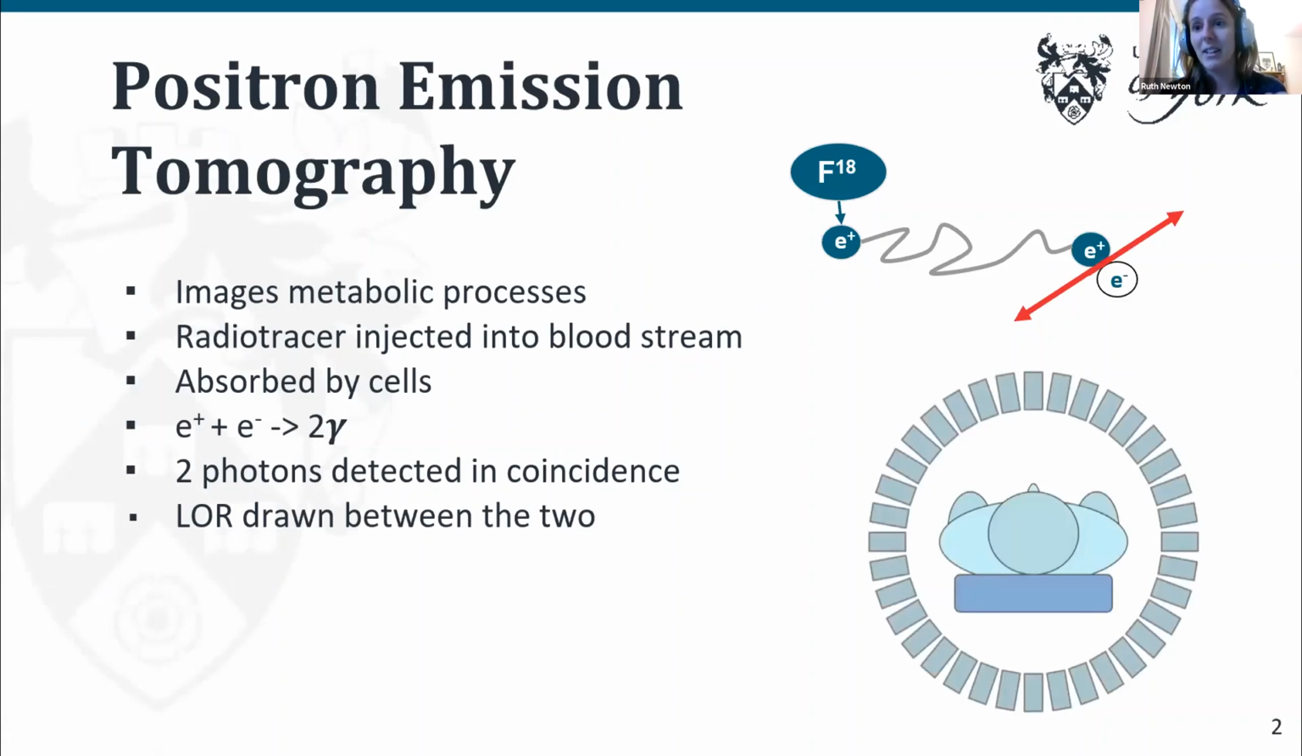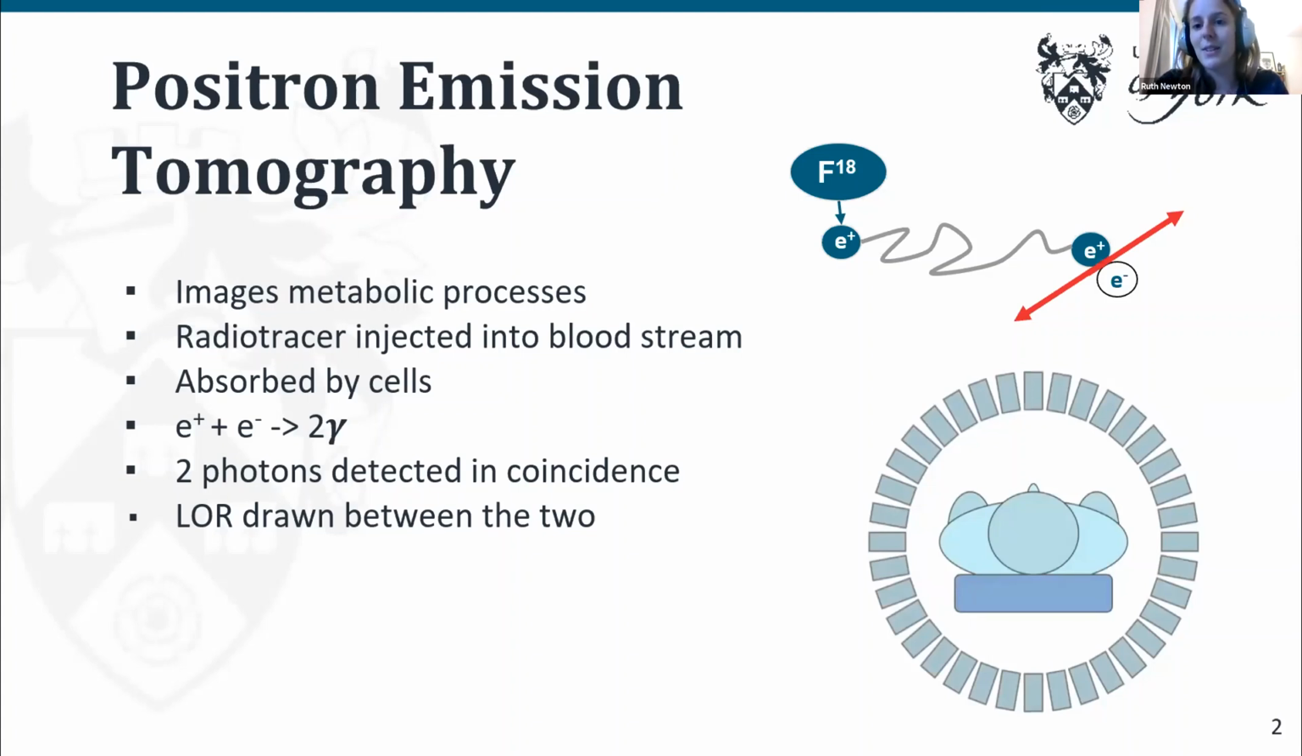It works by injecting a radio tracer, which is just some radioisotope attached to a sugar, injected into the bloodstream, travels around and gets absorbed into the tissues. When it gets there, this isotope will then decay, which produces our positron. The positron travels a couple of millimeters, hits a nearby electron in the body, and the two annihilate. And it's that annihilation that produces our two back-to-back photons.